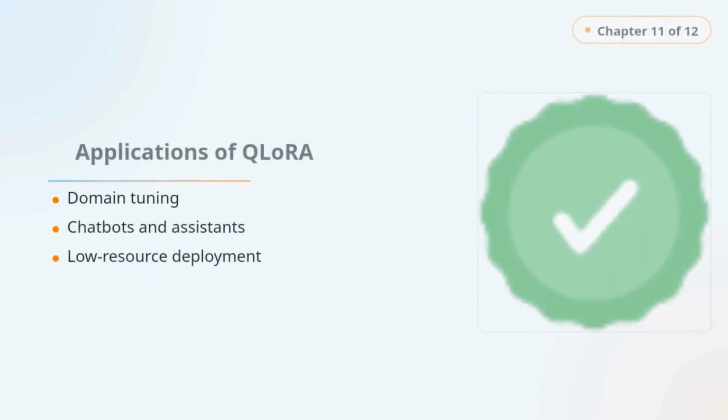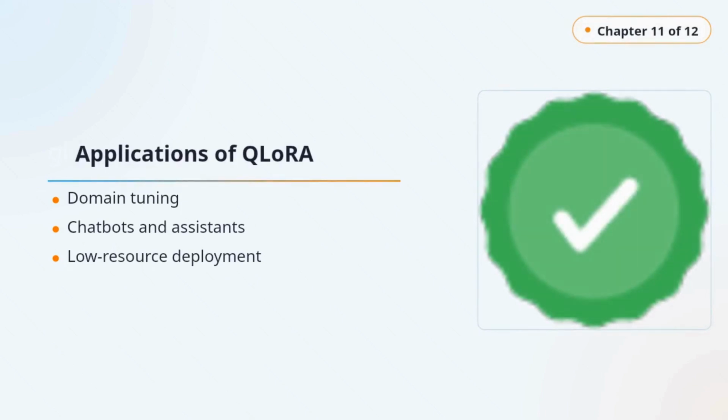QLoRA is useful in many real-world cases. It can adapt general models for domains like medicine, law, or finance. It also helps with instruction tuning, conversational AI, and deployment on laptops or smaller GPUs. This makes large model fine-tuning accessible to more developers, researchers, and students.